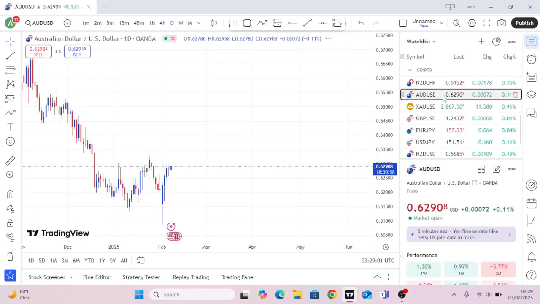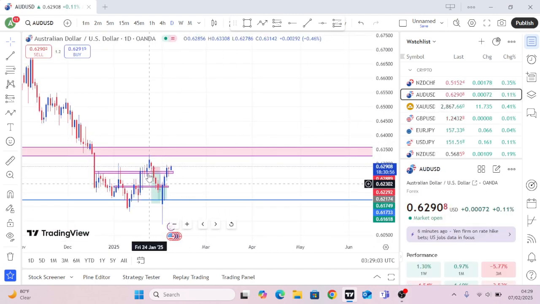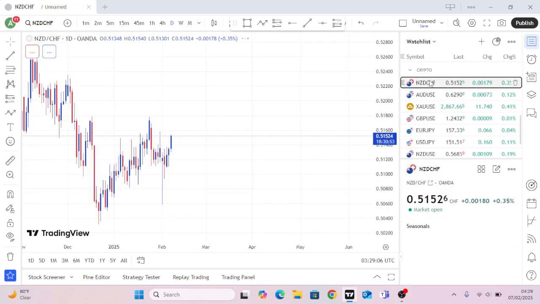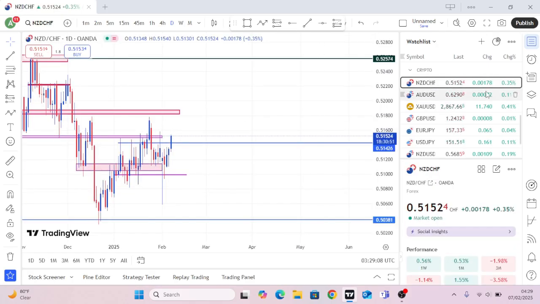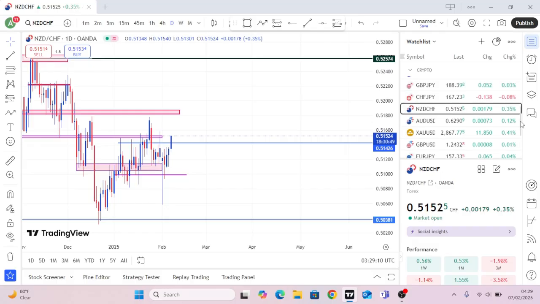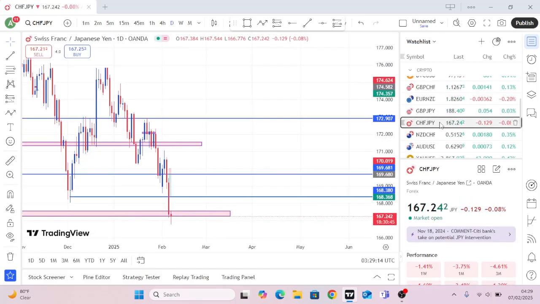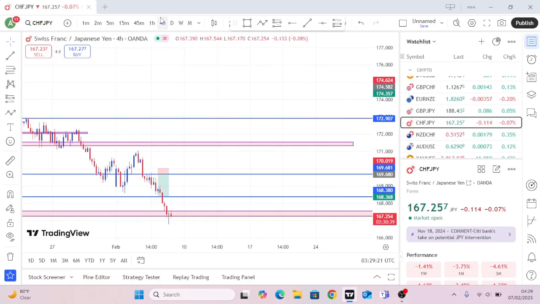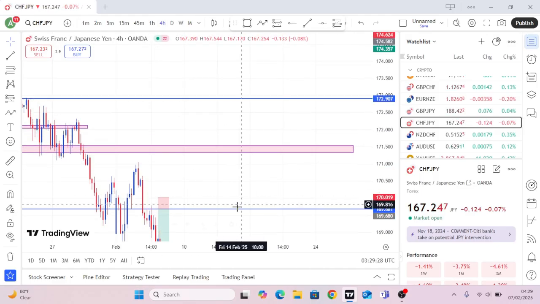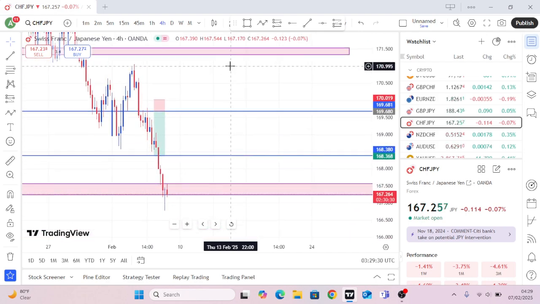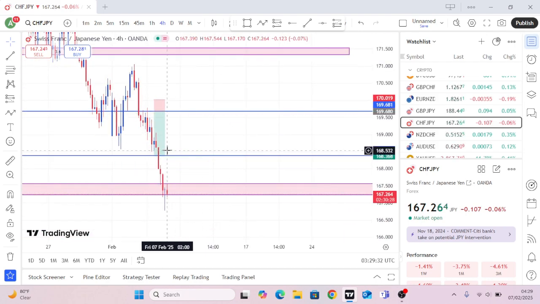Then AUD, I'm not expecting anything from this trade. NZD, I don't think I'm expecting anything either. CHF JPY. Oh boy. CHF, okay, this was a long anticipation. I was expecting a break under and retest to take CHF to the downside, but it seems like it has already done its break under and retested right here. It has gone to the downside.